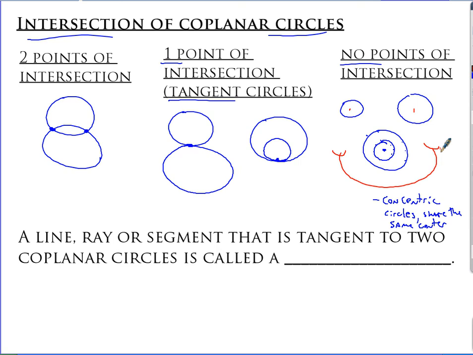All right, a line or ray or segment that is tangent to two coplanar circles is called, right? Well, we already talked about a line that is tangent to one circle. If it's tangent to two circles, it's called a common tangent. A common tangent. So how could you have a picture of a common tangent?